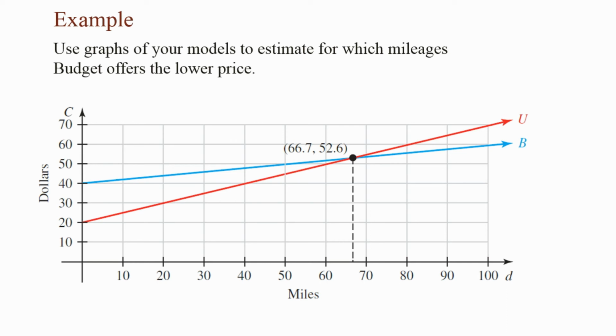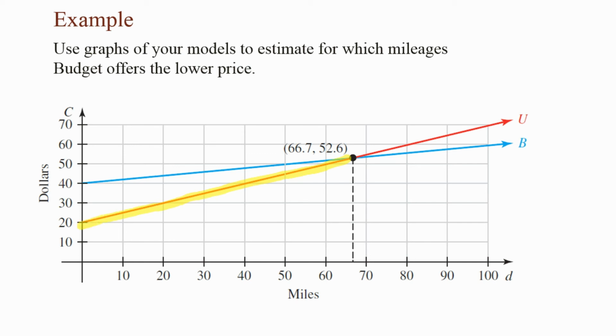Use the graph of your models to estimate for which mileages Budget offers the lower price. The two lines cross at (66.7, 52.6). What this means is that the price for U-Haul and Budget are the same at that dot. So if we drive 66.7 miles, then both U-Haul and Budget will cost $52.60.